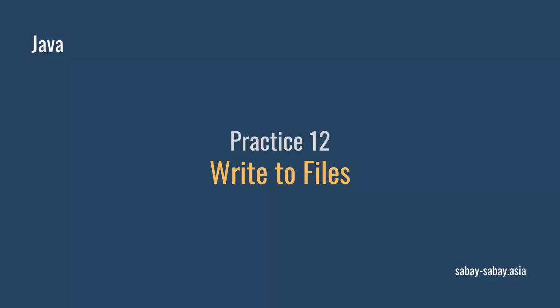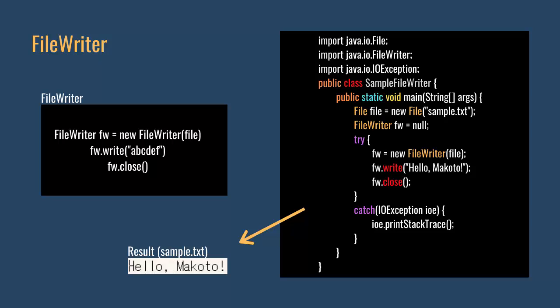We programmers can write something to files using some Java classes. In Java, there are some classes to write text and binary data. I'm going to explain how to write to files. The FileWriter class can be used to write text data to a file.